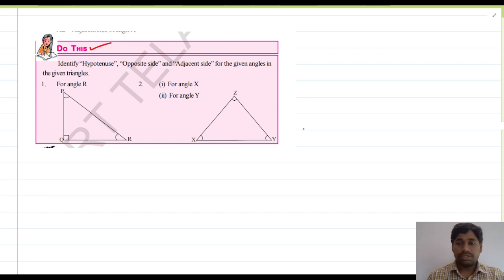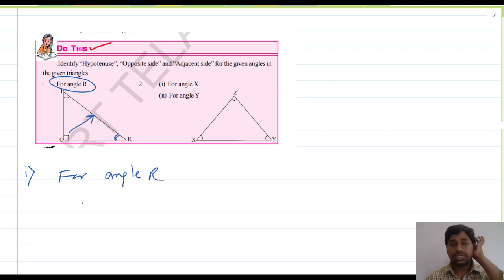Next, the side which is... here there are two angles given, either P is the angle or R is the angle, but in the question it is for angle R. So for angle R, first you write the hypotenuse name. What is the hypotenuse here? PR is the hypotenuse.